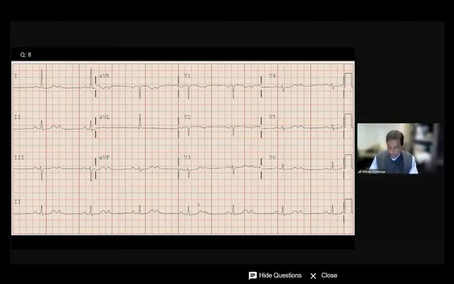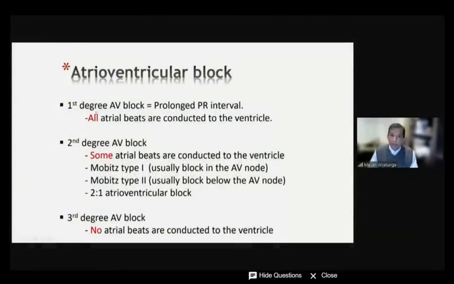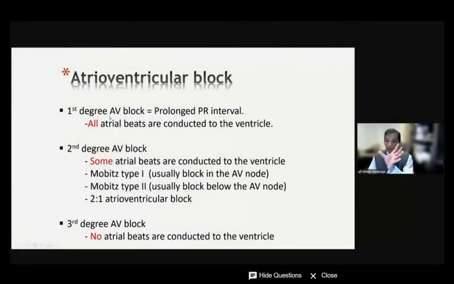Why? As we know, when the PR interval gets prolonged, you get first degree AV block. Some people don't like to use the word AV block because there is no block there. All beats are conducted to the ventricle with a prolonged PR interval, but traditionally we call it first degree AV block. In second degree AV block, some atrial beats are conducted. In first degree, all beats are conducted. In second degree, some beats are conducted. With Wenckebach, or Mobitz type 1, the PR interval gets longer and then a beat drops.